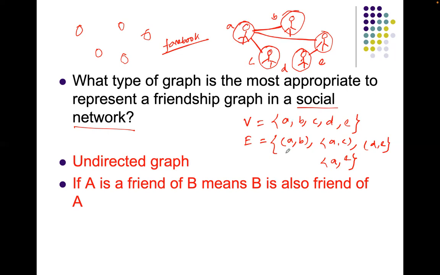If we think about the representation, the relation of an edge, if A is friend with B, it means B is also friend with A. So here you can see that for this edge we don't need any direction. We can represent this friendship graph in a social network using an undirected graph. It means that if A is a friend of B, B is also a friend of A.